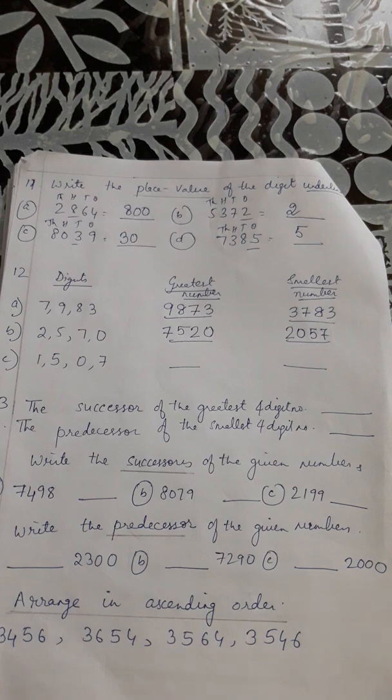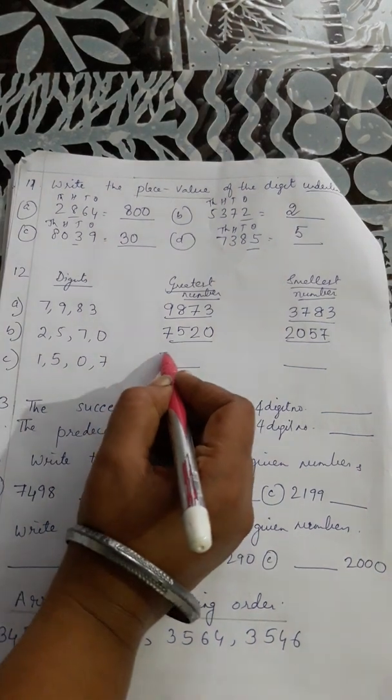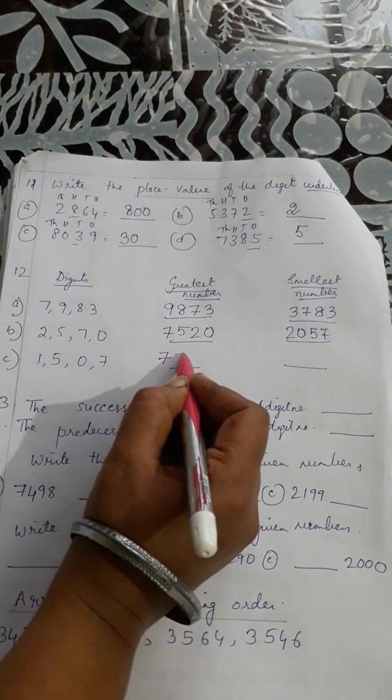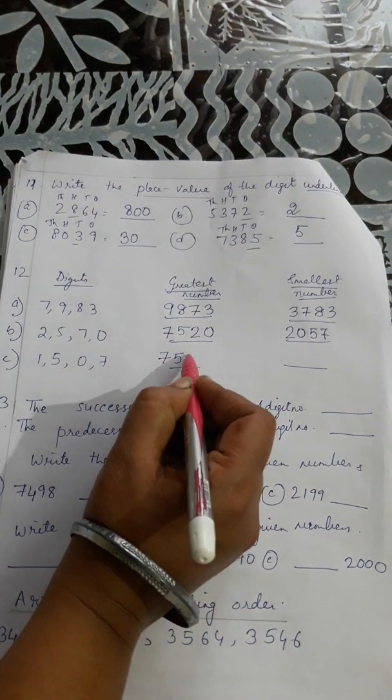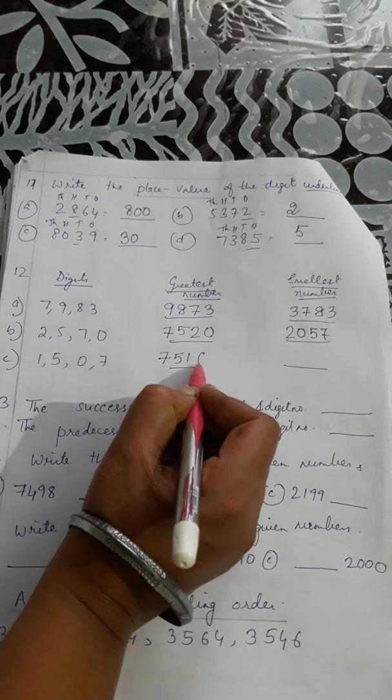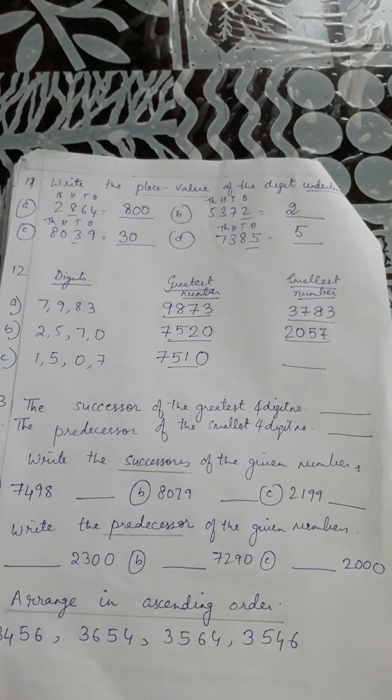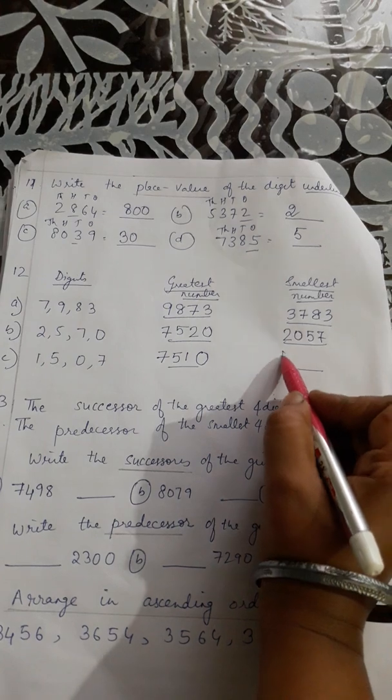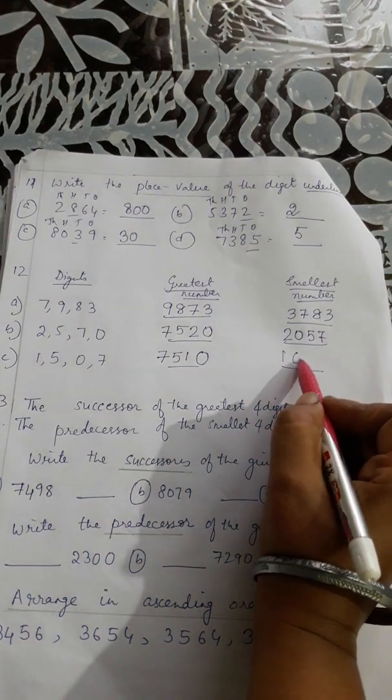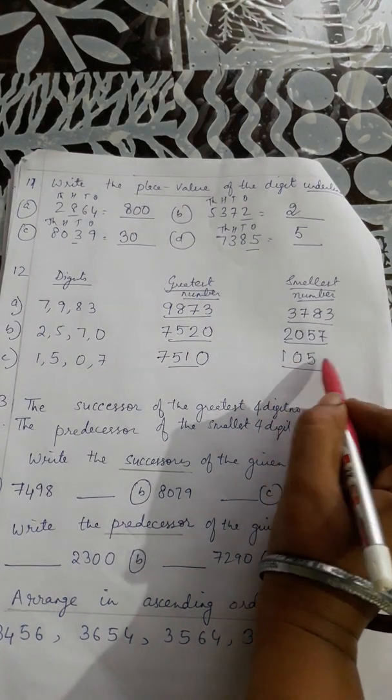Next, what is the greatest number that can be formed with the digits 1507? Which is the greatest digit? 7. After 7, 5. After 5, 1, then 0. The smallest number will be 1057.